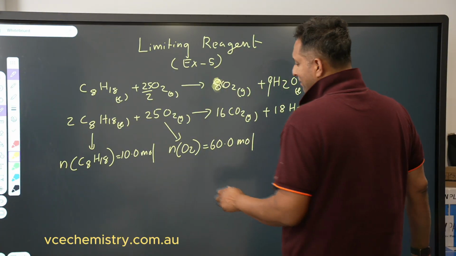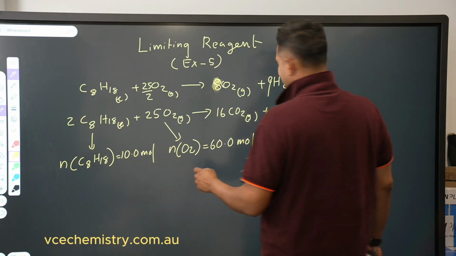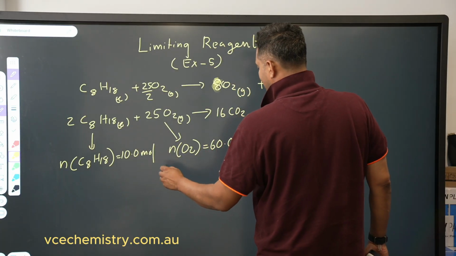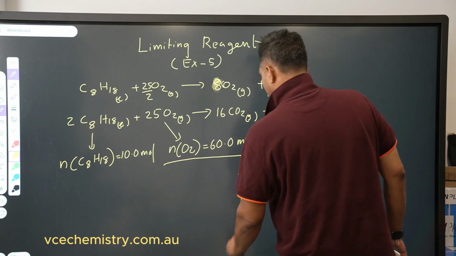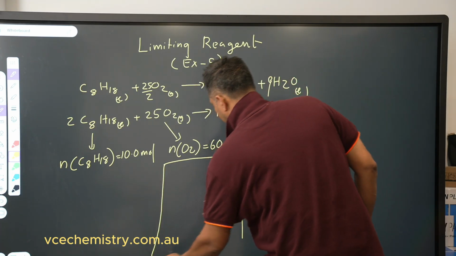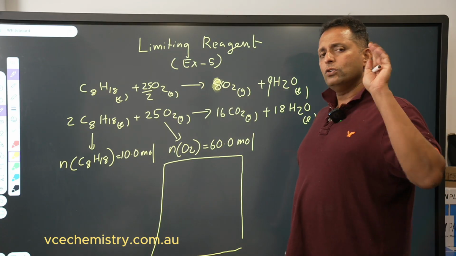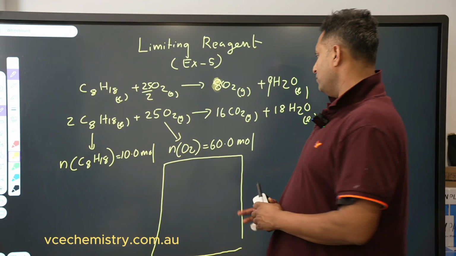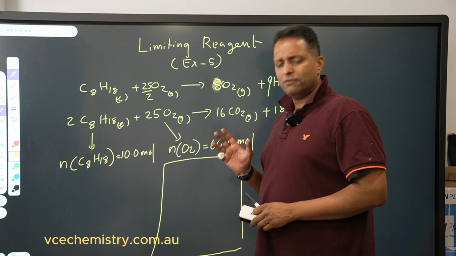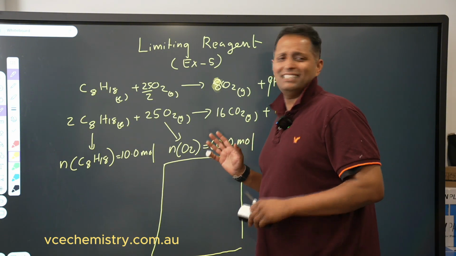Box method. Do you remember? What is the box method? I ask you to draw a box. Why did I ask you to draw a box? Because whatever the numbers inside this box are, they should not be used in further calculation. We do this method just to find out the limiting reagent, which is a shortcut.